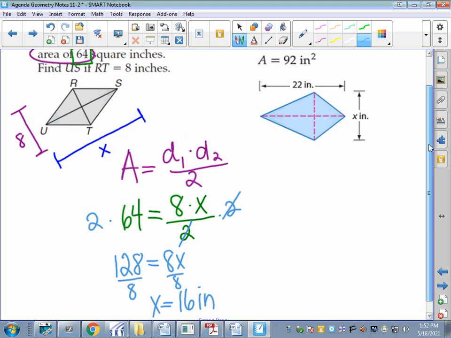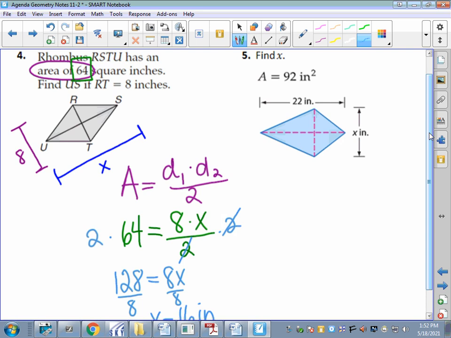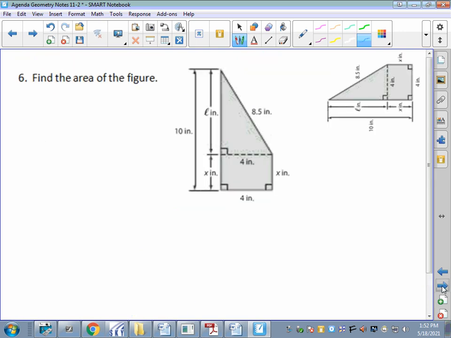All right, we do the same thing for number 5. It gives us the area, and we want to find one of the diagonals. This one happens to be a kite. This one happened to be a rhombus, but it's the same formula, so it's the same idea. Let's see what else we've got.